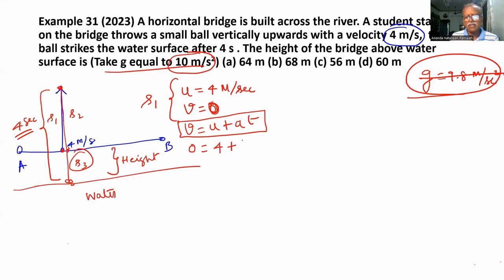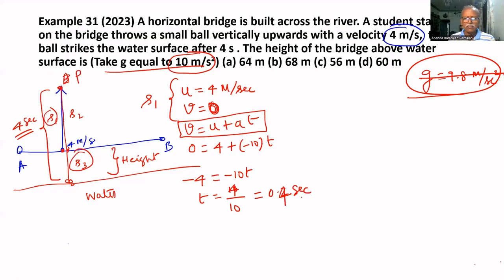And the acceleration is minus 10. Why minus 10? It acts as retardation. It is not accelerating, it is decreasing the speed. That's why final velocity becomes 0. That's why instead of 10, I am putting minus 10 multiplied by time, and it is equal to 0. Therefore, minus 4 equal to minus 10t, or t equal to 4 divided by 10, which is 0.4 seconds. In 0.4 seconds, it reaches P.